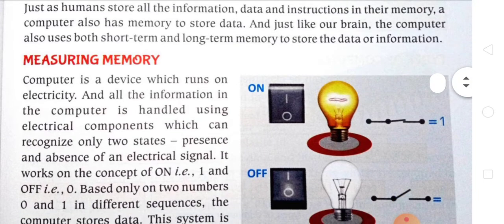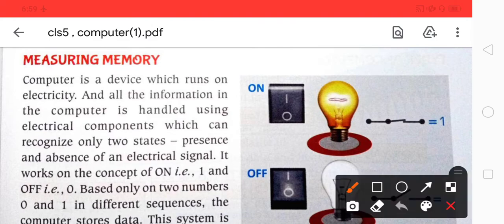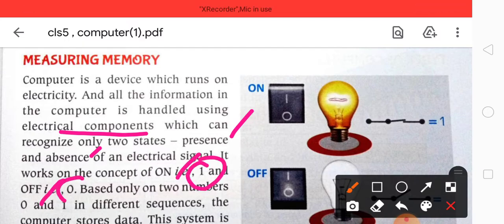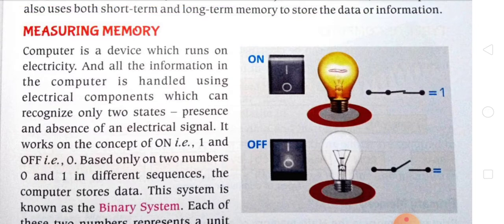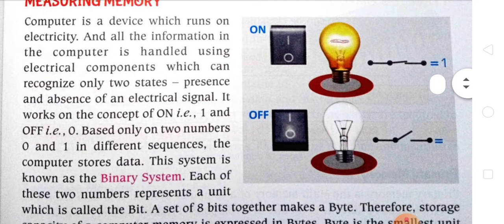We all know the computer runs on electricity, and the whole information of the computer is handled using electrical components that recognize only two states, the presence and absence of an electrical signal. So it works on the concept of on and off, where on equals 1 and off equals 0. Based on these two numbers, 0 and 1, in different sequences, the computer stores data. This system is known as the binary system.